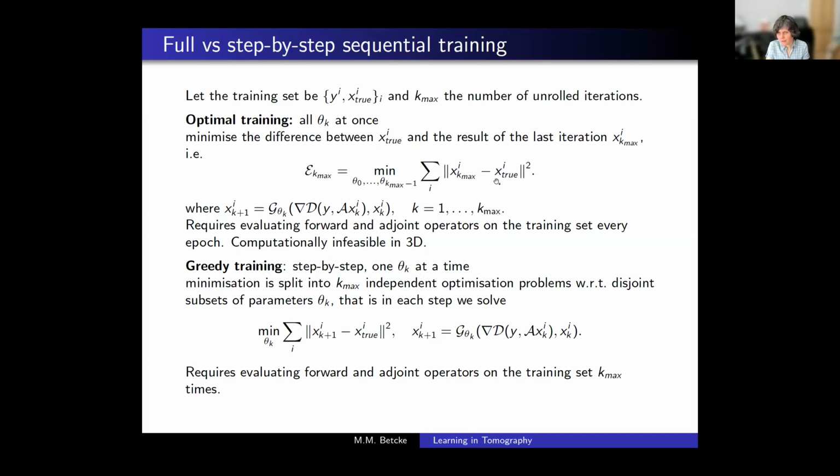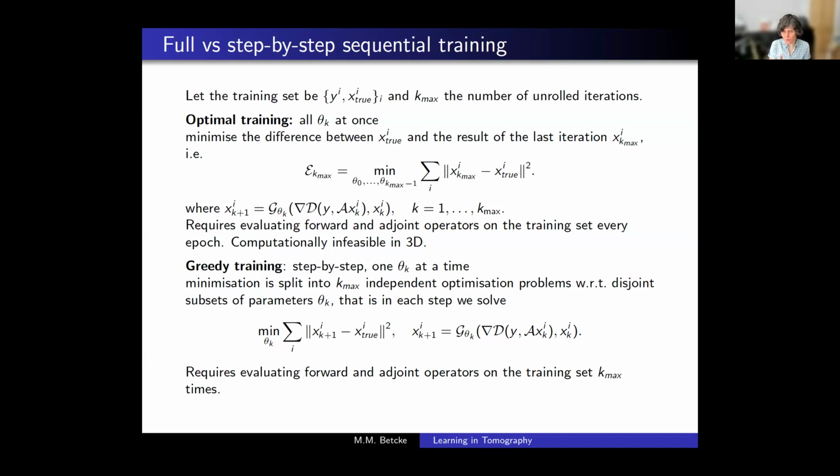If you were to train it for k iterations, then you would have to minimize this functional here, and this involves, as I mentioned, evaluating the forward and the adjoint operator on the whole training set, every epoch, again and again. So what you could do instead is a so-called greedy training. Basically, we train one layer, and when we are done with that layer, we train the next layer. This allows us to evaluate the forward and the adjoint operator on the training set exactly as many times as I have layers.